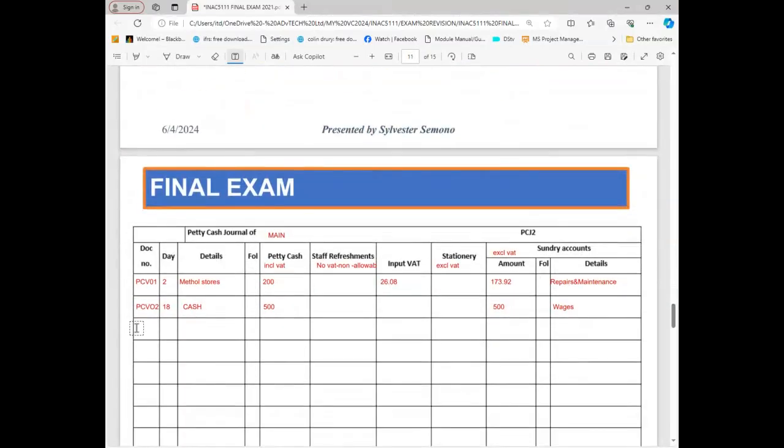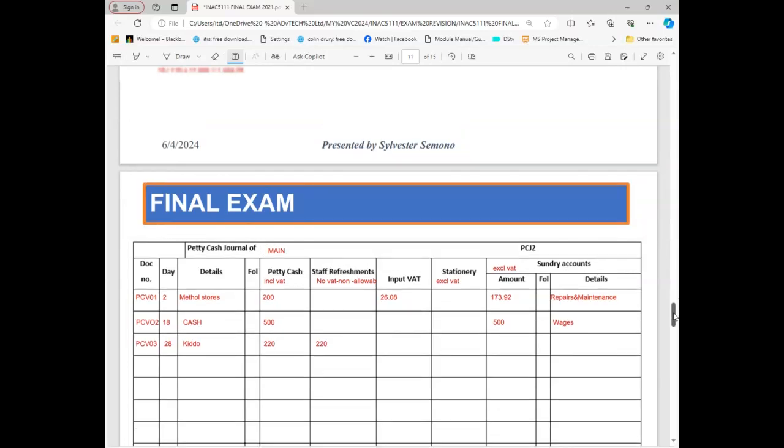So it's going to be PCV03. The date was the 28th, and then we bought from Kilo. Remember Kilo, yes. And then the amount was 220. Put it here. But remember, it is for refreshments. Can you see what we wrote on top? Meaning we don't have to calculate VAT because we cannot claim it. And then that's how it should be. So now we must not calculate VAT there.